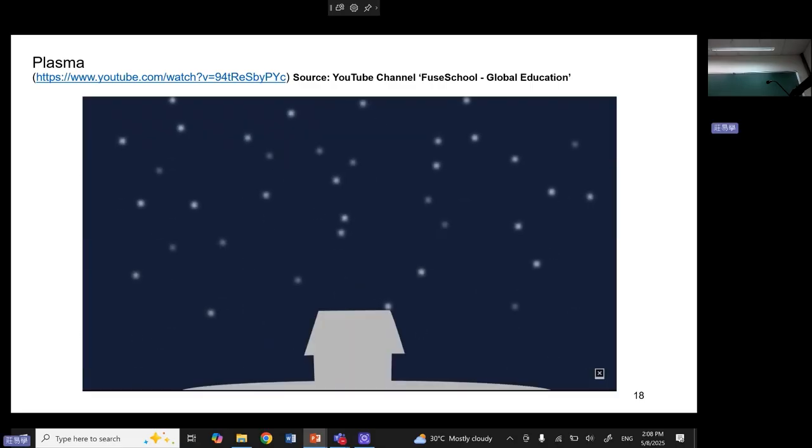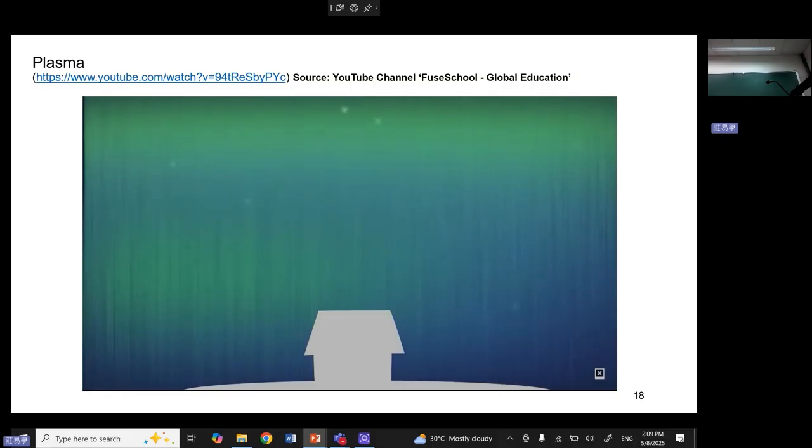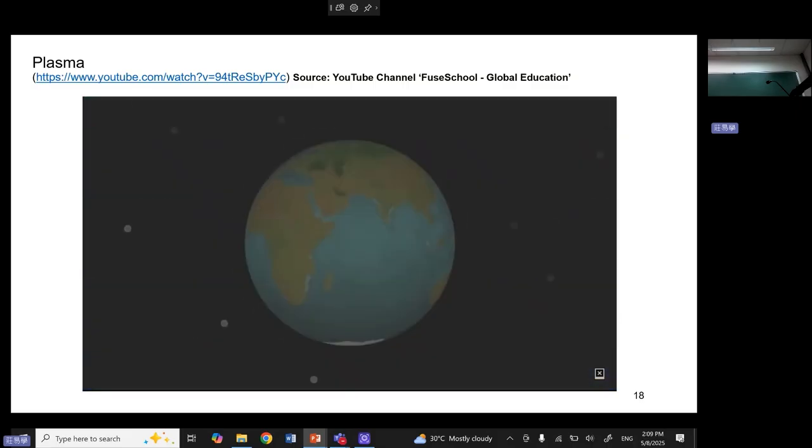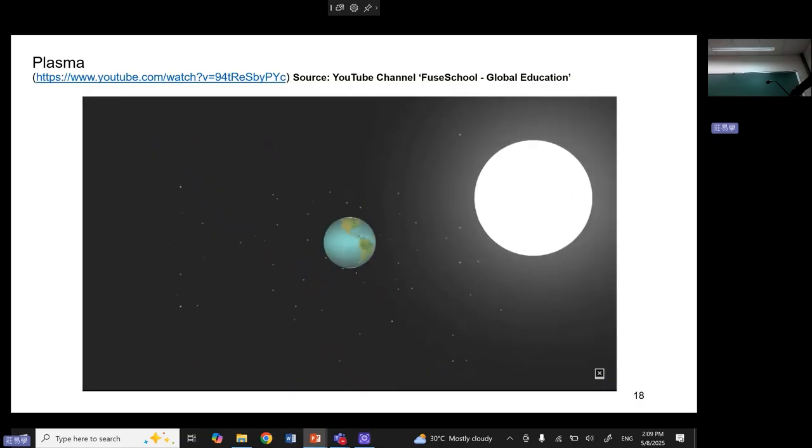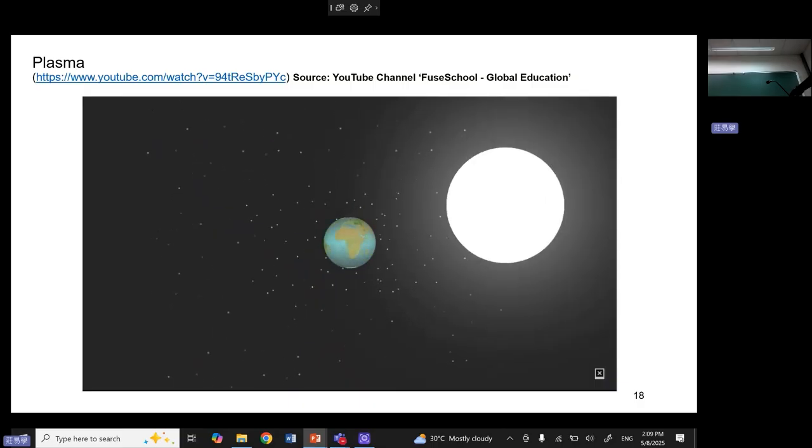Naturally occurring plasma include lightning and the northern lights. If we were to go far beyond planet Earth, stars also exist in plasma form. In fact, stars are really just hot balls of plasma.